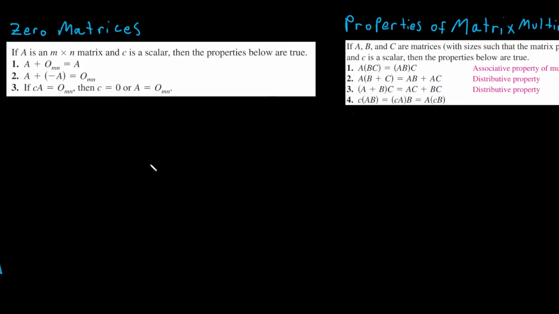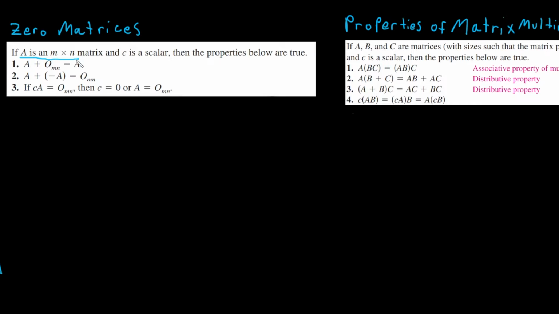For a zero matrix to be defined, it has to be the same size as the matrix we're adding it to. For example, if A is an m by n matrix, then the only way that I can add the zero matrix is if the zero matrix is also m by n. That's the only way matrix addition is defined. So here we have our first property, where A plus the zero matrix has to equal A.